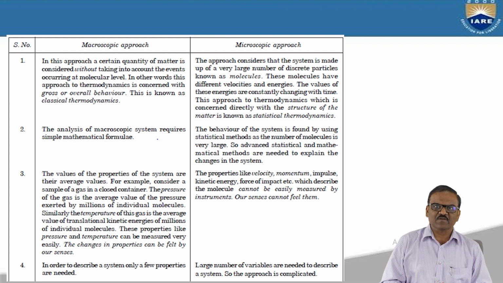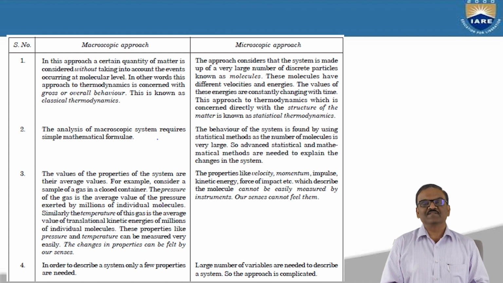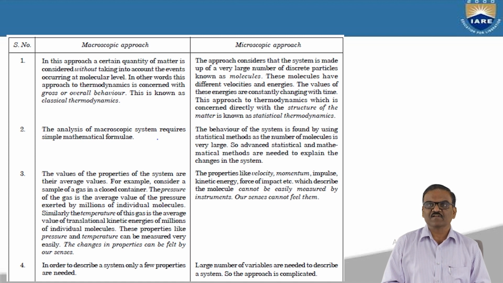The analysis of a macroscopic system requires simple mathematical formulation, whereas the behavior of the microscopic system is found by using statistical methods, as the number of molecules is very large. So advanced statistical and mathematical methods are needed to explain the change in the system.